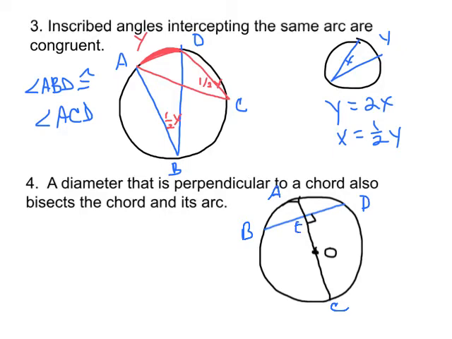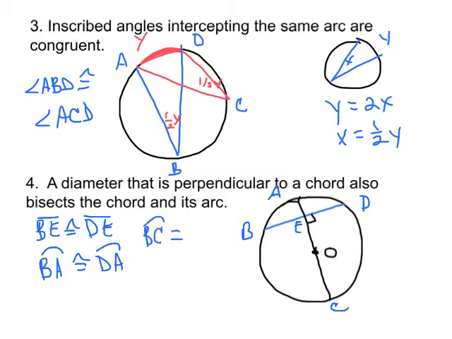Let's put the center there. So AC acts as a perpendicular bisector. We can say that BE is congruent to DE. We can say that arc BA is congruent to arc DA. And we can say that arc BC is congruent to arc DC. Everything is split in half.